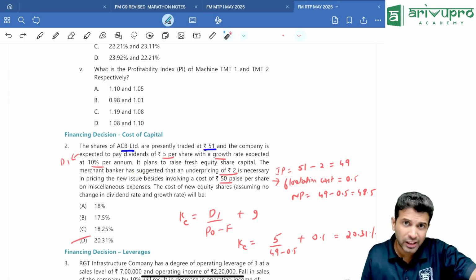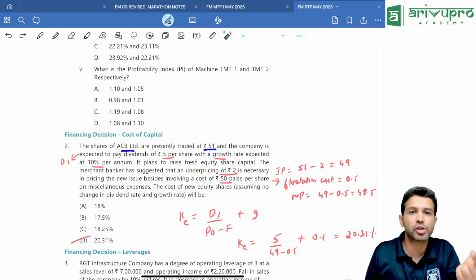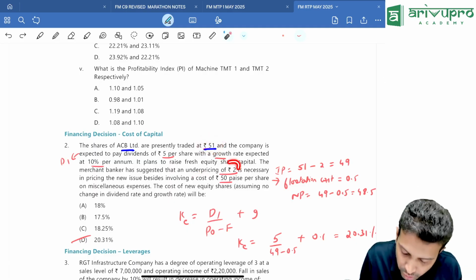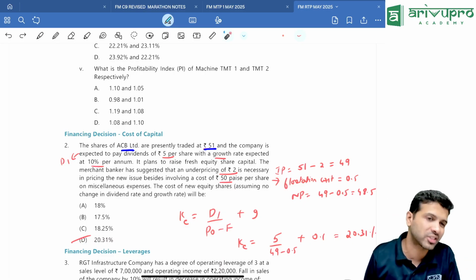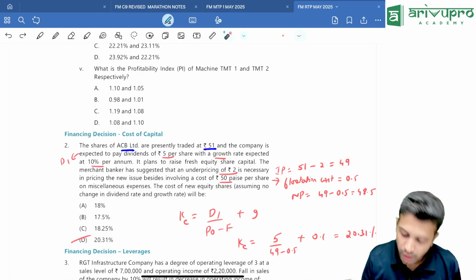That means are you planning to issue new shares at higher value or lower value? Underpricing means you are issuing it at lower than market price. What is the current market price? 51. Are you planning to issue it at 51 or 2 rupees lesser? That means issue price is how much? 49 rupees. Okay, sir. All right.